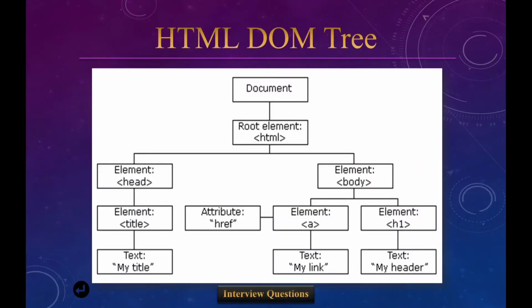In the document, we have the HTML root element and this root element contains 2 elements: head and body. In the head element, we have the sub-element title and this sub-element contains text, whereas text can be anything. Coming to the body element, it contains some tags like hyperlink tag and header tag and so on.